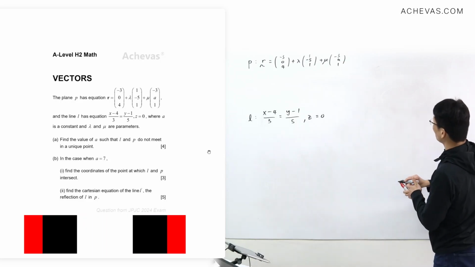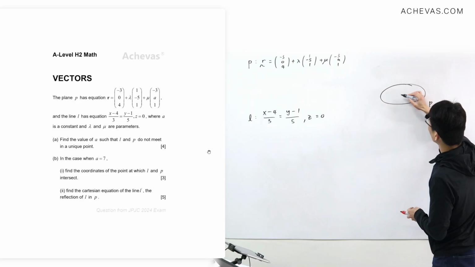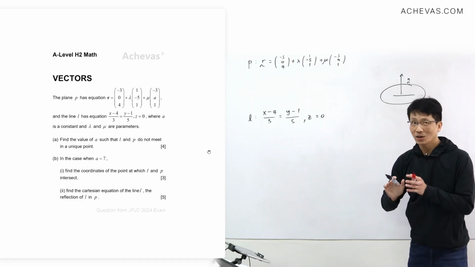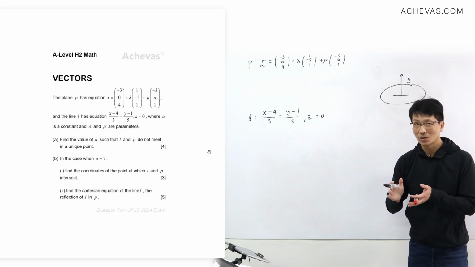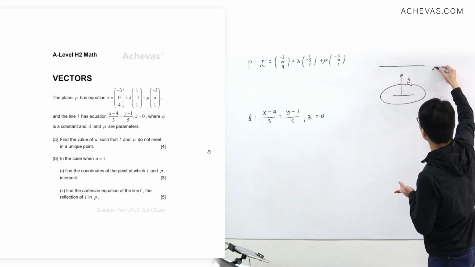So let's draw a diagram to illustrate this situation. We have the plane P, say we have a normal n, and in order for the line not to intersect the plane, the only way we can draw it is such that the line must be parallel to the plane, which looks something like this.